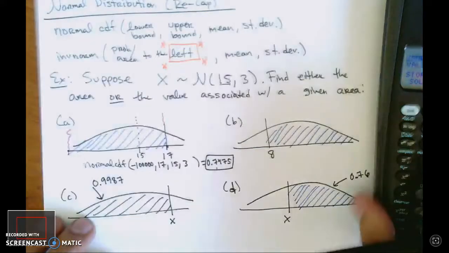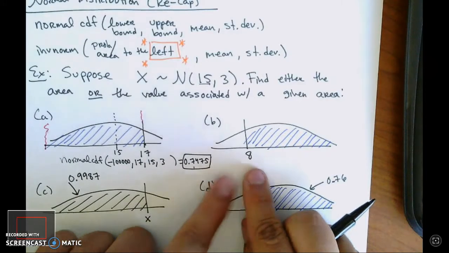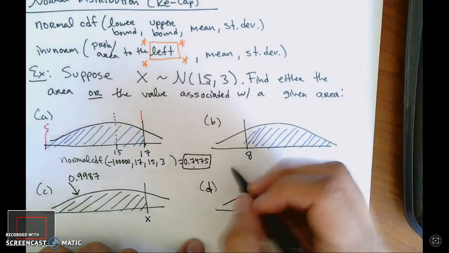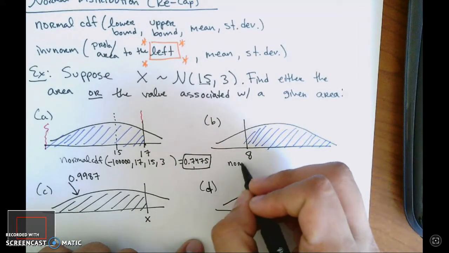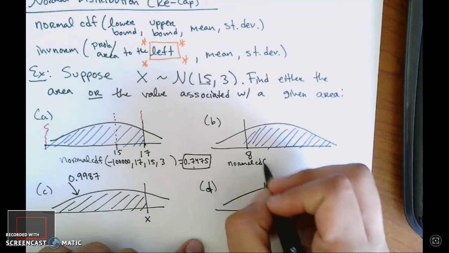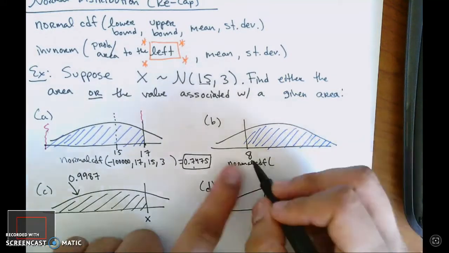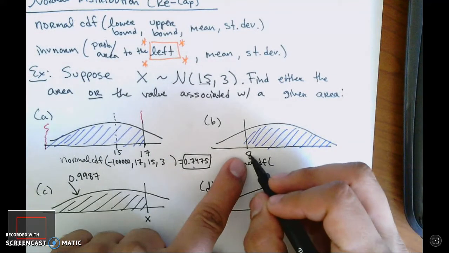Okay, now how would you do this problem? Let's just set it up. This will just be normal CDF again, because we are given the value. Now notice here, our lower bound is now going to be 8.